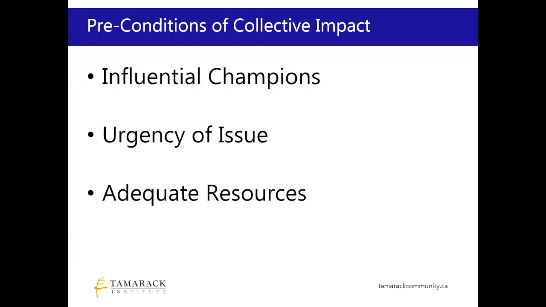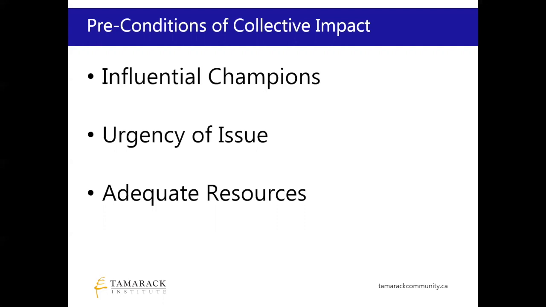In the collective impact framework, there are 3 preconditions, and you want to really focus on these before you dive into the framework. The first is influential champions. And so when we think about influential champions, we think about, do we have the right people at the table? Do we have champions who are able to move the needle on this issue? Whether it's the perspective of youth at the table or the business community or education leaders, those are the kinds of champions that we want to engage in this work.